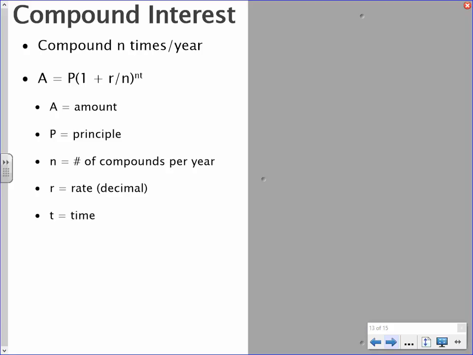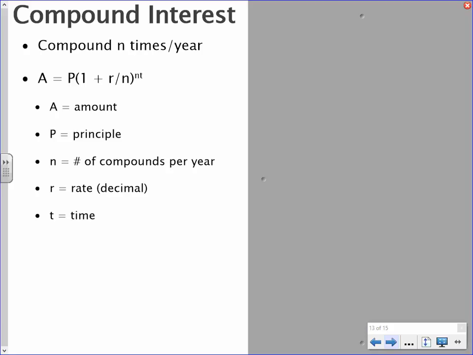Okay, so like I said, A is the amount after so much time has passed. We're going to plug numbers in and get A. Principal, that's how much we start with. And n is how many times it's compounded in a year. Annually would be 1. Monthly would be 12. Weekly would be 52. Rate is a decimal, and then time. The hardest part about this is just going to be remembering the formula.